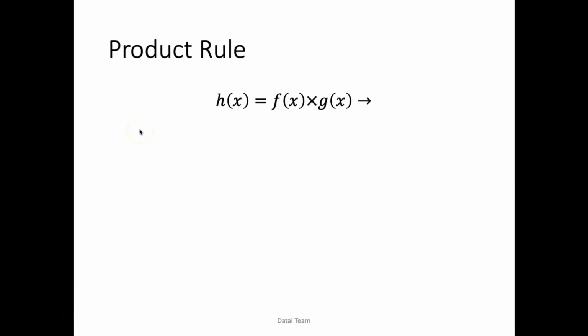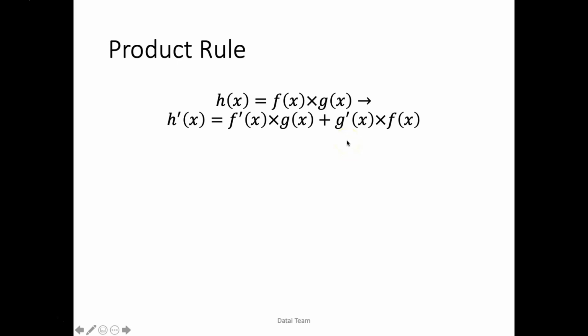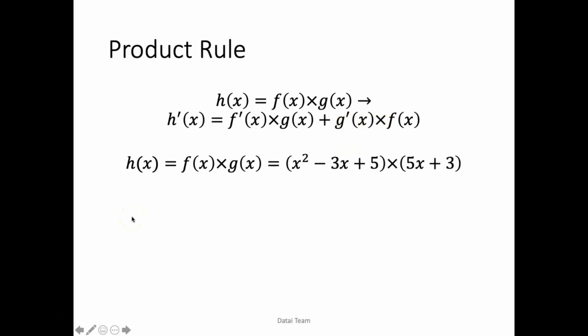Now let's continue with the product rule. We use this rule when a function can be written as the multiplication of two other functions. For example, if h of x is equal to f of x times g of x, then the derivative of h would be the derivative of f times g of x plus the first derivative of g of x times f of x. Now let's look at an example.